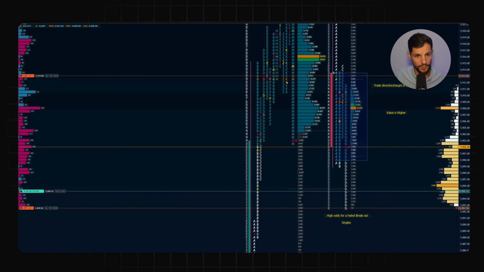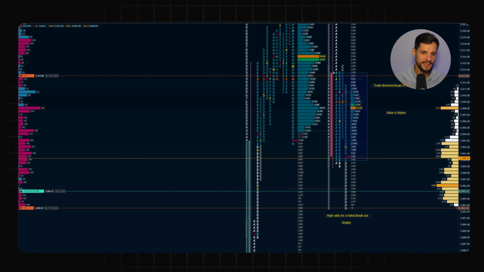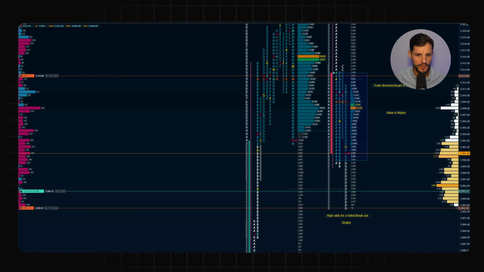You can see there the point of control. We've looked below. We caused some singles, meaning rejection. We've gone back inside. We take the long trade. Our risk is literally just below that low there, so minimal risk. And the odds to go back inside value increase, and they're very high. Therefore, we take that counter trade and we go with value. So value, again, super important.